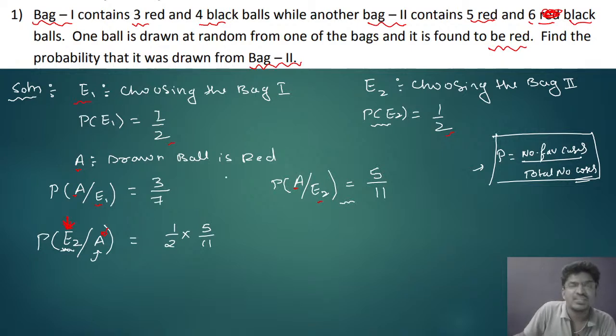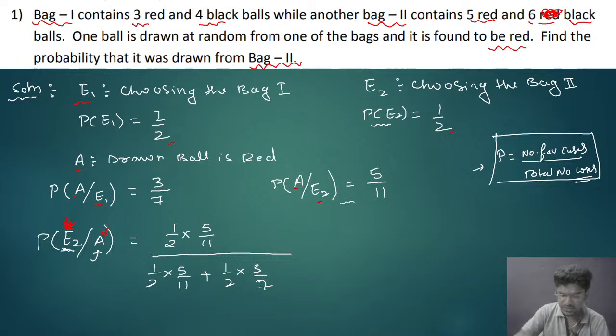See, it is very important. Probability of E2, that means bag 2, that is 1 by 2, and it is red, that means probability of red from bag 2, 5 by 11, totally divided by both the cases, that is 1 by 2 into 5 by 11 plus another case, 1 by 2 into 3 by 7. Have you understood what I have written here? Please tell me.